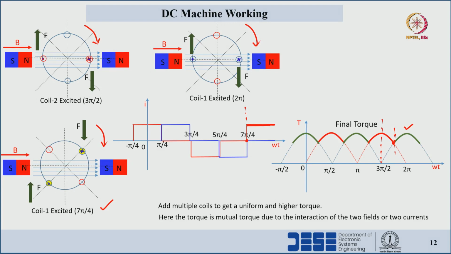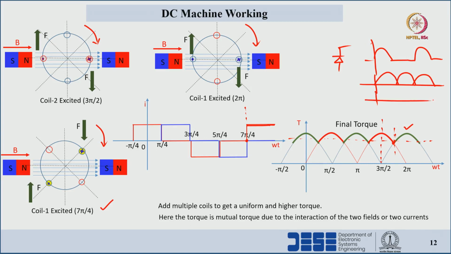In order to get the continuous torque, if we want still smoother torque, what can we do? We can add multiple coils, similar to the rectifier. If we have a single phase half wave rectifier, what will we get? We will get the output voltage waveform in this manner with only one pulse. If we have a full wave rectifier, we will get 2 pulses on the output side.